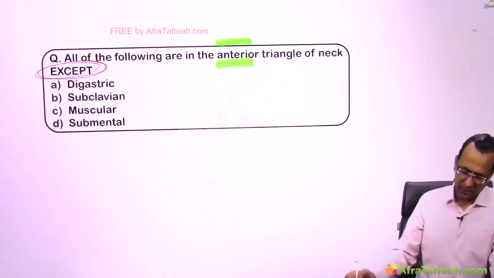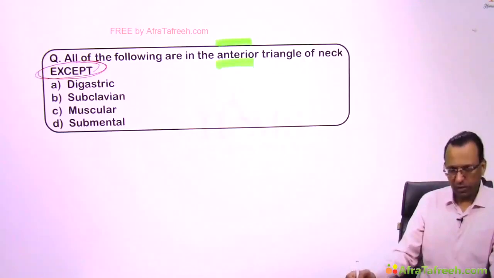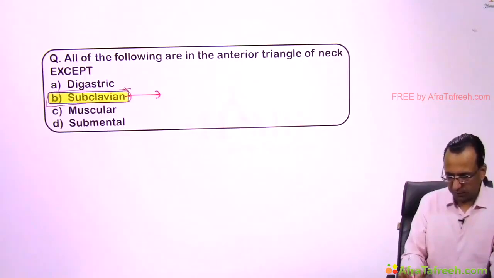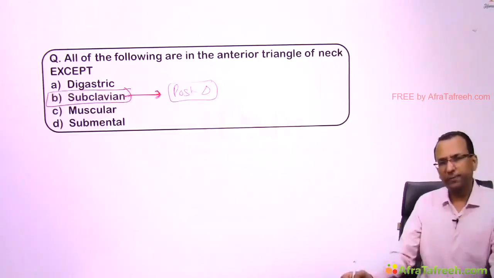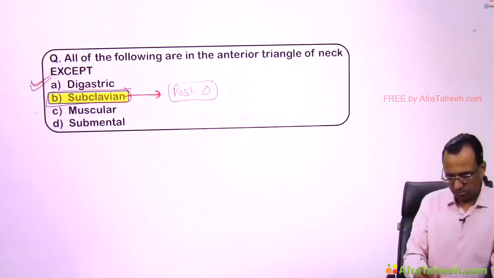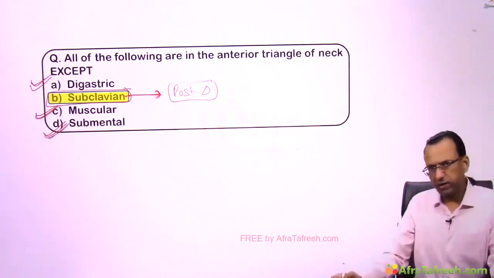I think this is the answer. Which one? I think this one. Why? Because it is not on the anterior side, it is on the posterior side. How can you tell it is on the posterior side? And what are the triangles on the anterior side? Digastric and muscular, anterior muscular and submental. So these are anterior, yes.